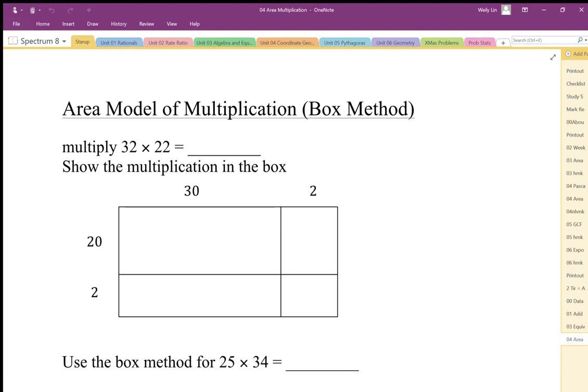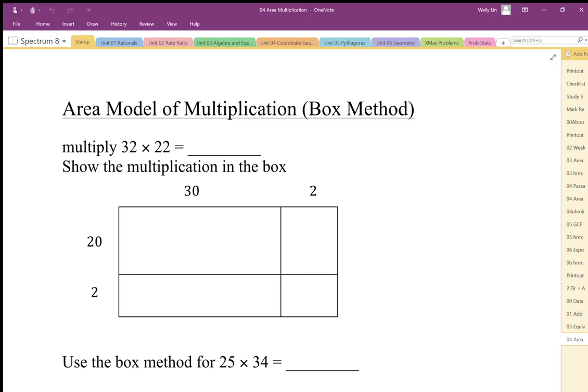So the area model of multiplication, or sometimes called the box method of multiplication, is a very important model that we use for multiplication, not just for grade 8, but we use this in higher level math and also in calculus. So it's really important to understand how this works, because this is how we look at some really more complex properties of multiplication. But we also just use it to do some basic calculations as well.